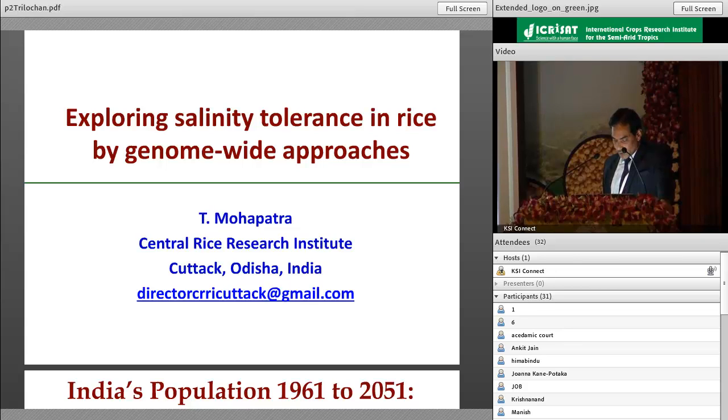So this specific topic which I have chosen this time, to say very briefly, is what we could do using a genome-wide approach to address salinity tolerance in rice.